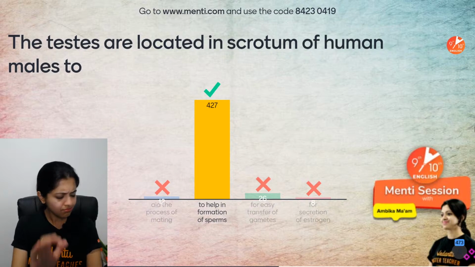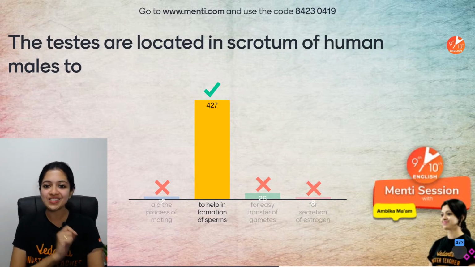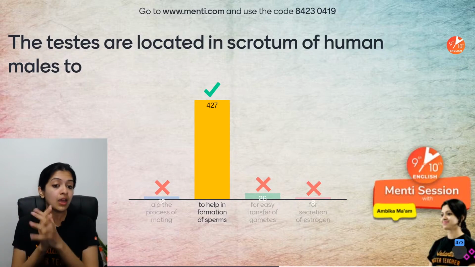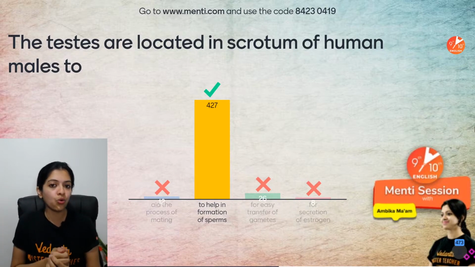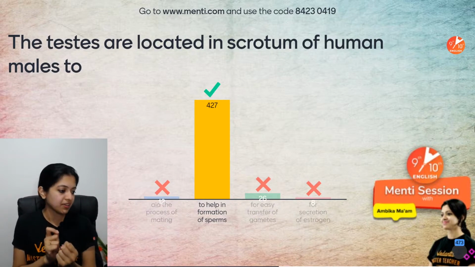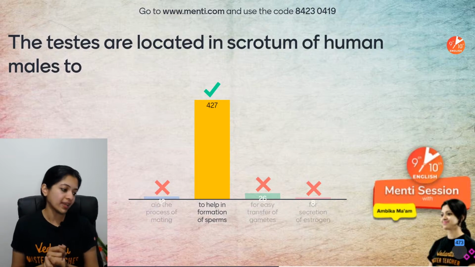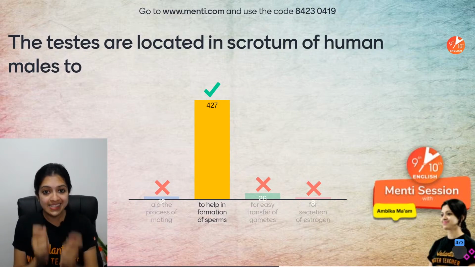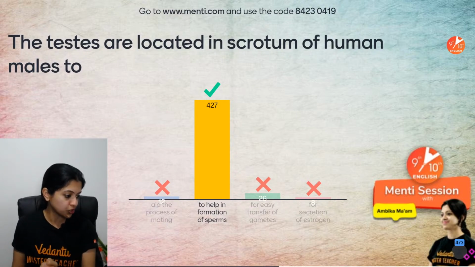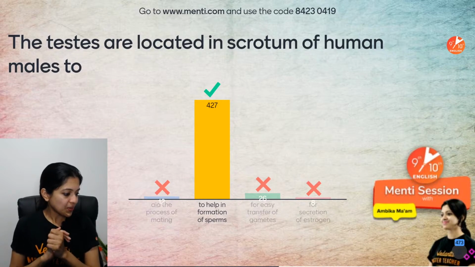Okay, testes are located in the scrotum of human males to help in the formation of sperms, beyond doubt. Why so? What makes it so different from the rest of the body? Because the temperature conditions in the scrotum are about 2 to 3 degrees Celsius less than normal body temperature. And that is what is considered ideal for sperm formation. Right, children? So, yes, exactly.